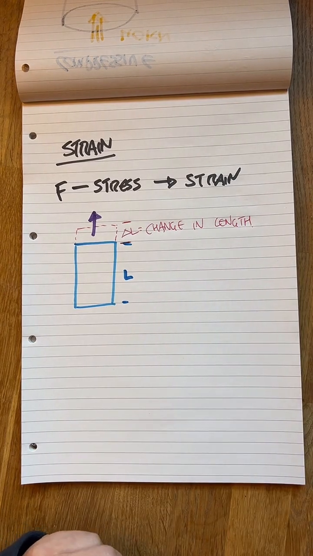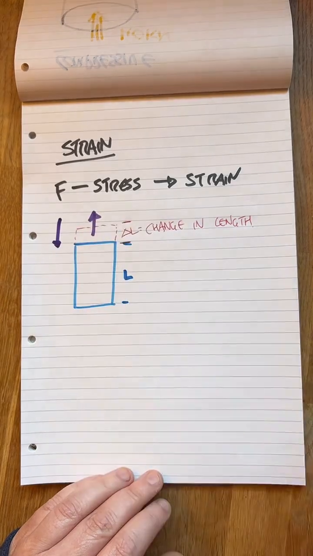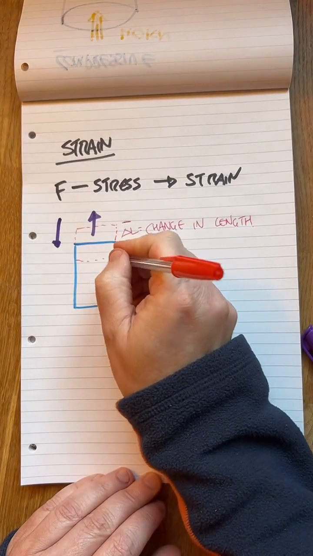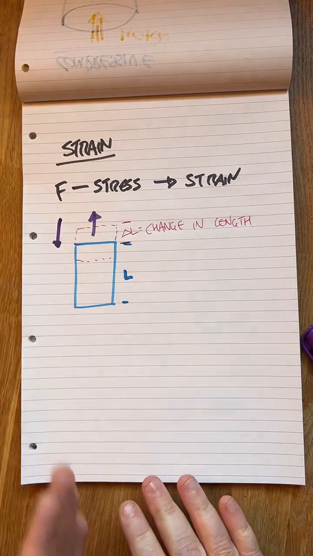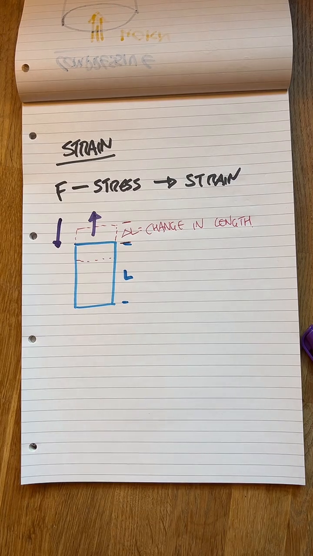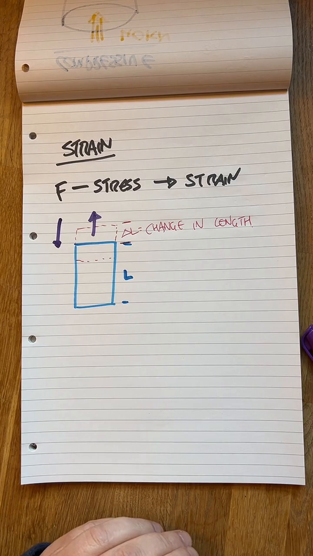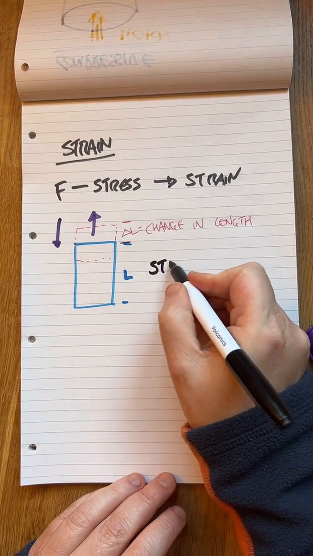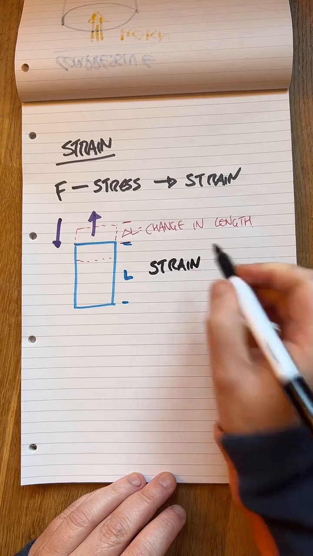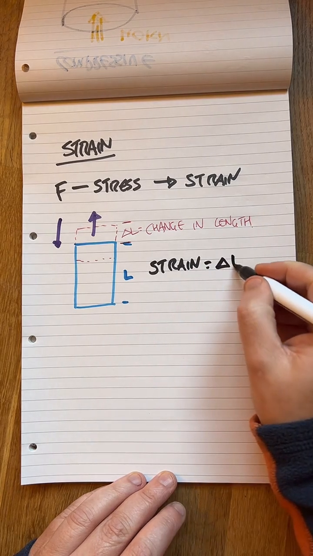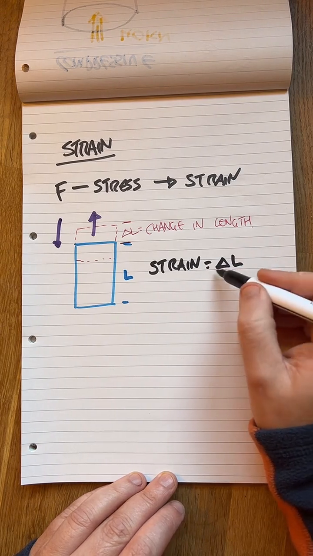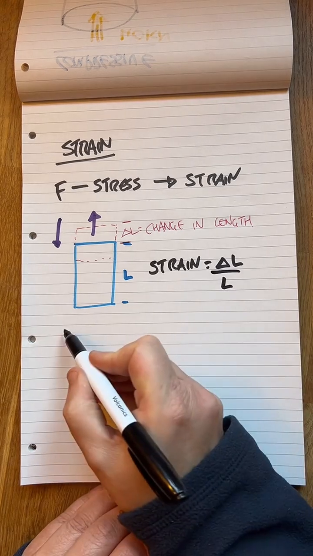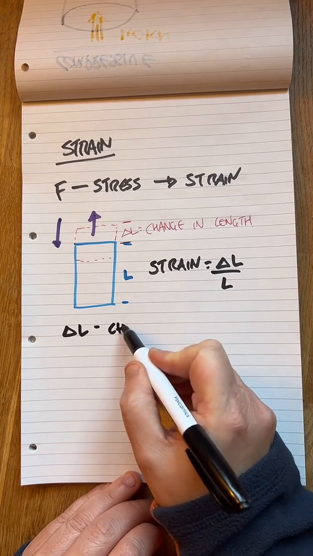So obviously we go the other way as well. If I was squashing it, I'd have a change in length going that way. Okay. For now, we're just going to be going in one direction, right? We can use a thing called Poisson's ratio, but we won't do that today. So the formula for strain, get a pen. Strain, how much strain we're under, is change in length. Delta L means change. Delta, that triangle thing, means change, over length. So that's the change.